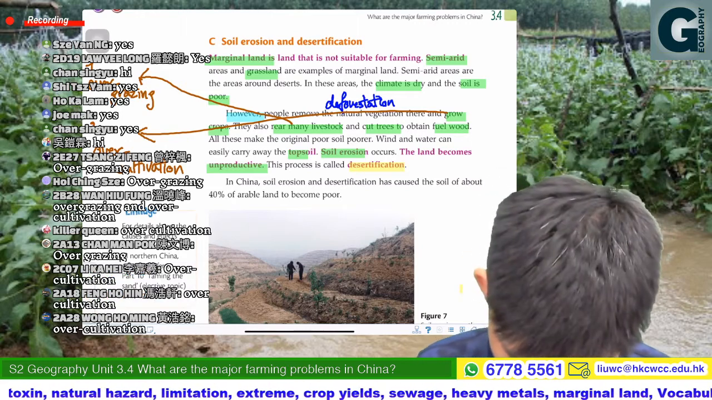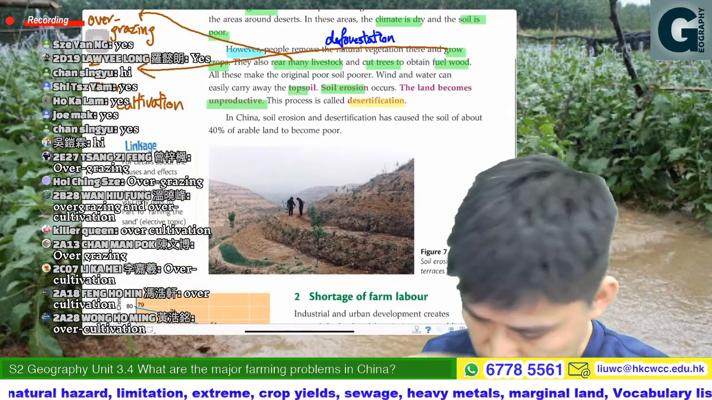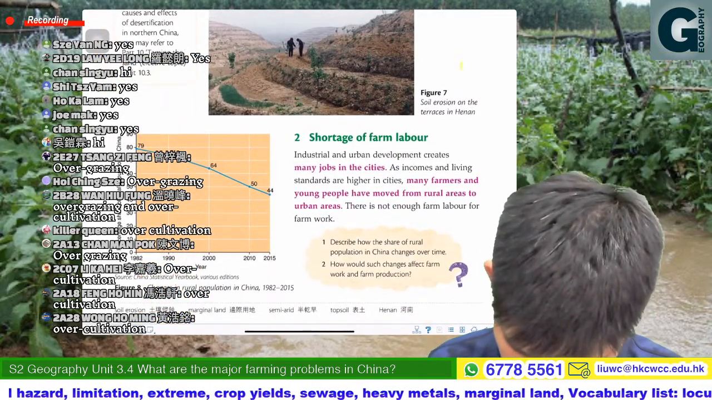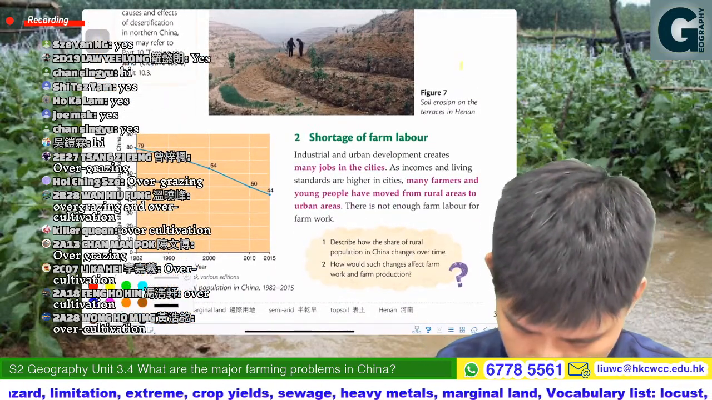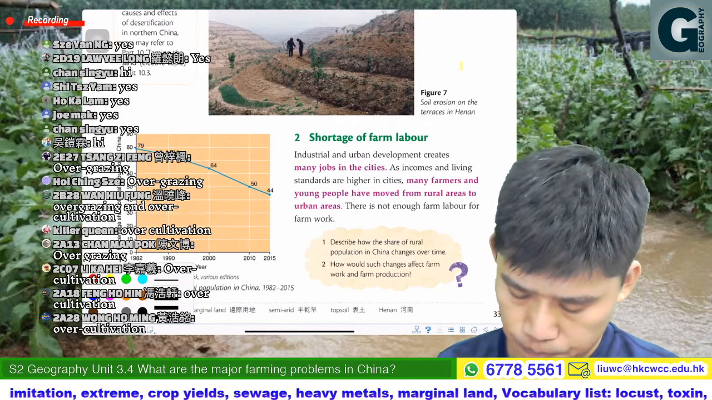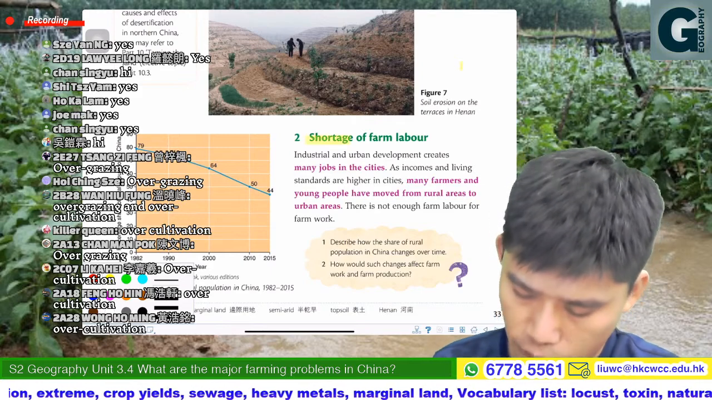Okay, so therefore that would be about the case. Okay, so desertification. Okay, then next, it is also about the human factors that may affect the farm production. That would be the shortage of farm labour.